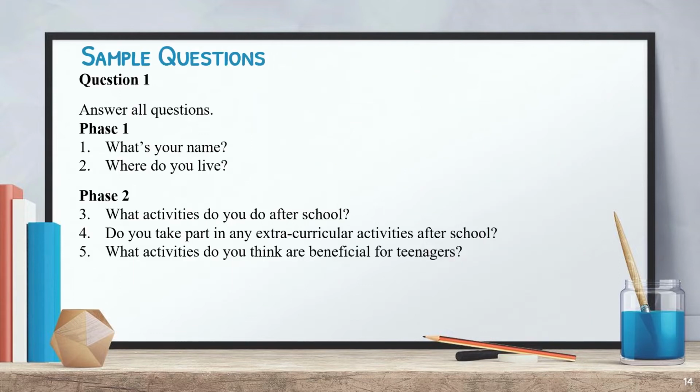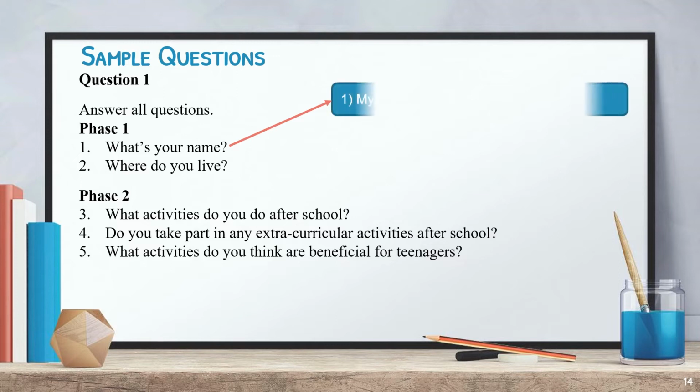Question 1. As I said earlier, there are 2 phases. Phase 1, what's your name? Where do you live? And phase 2, what activities do you do after school? Do you take part in any extracurricular activities after school? What activities do you think are beneficial for teenagers? So you can see the questions are from basic to a little bit more higher. Let's look at some answers.